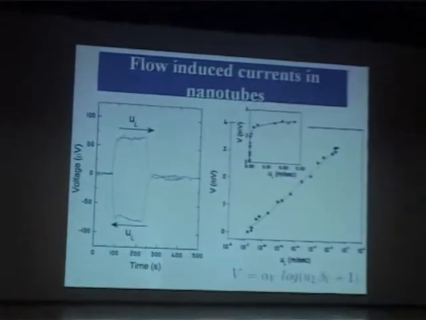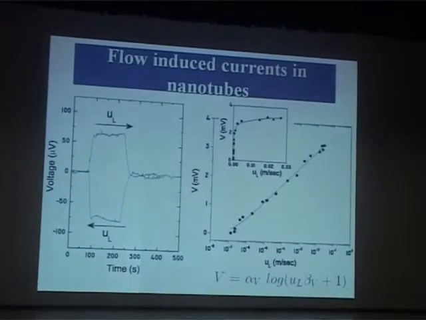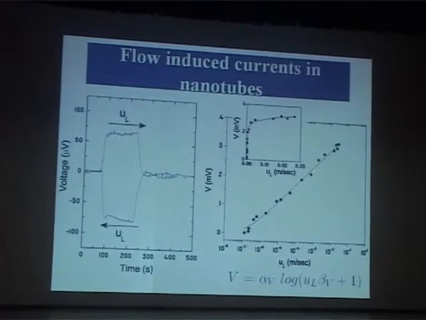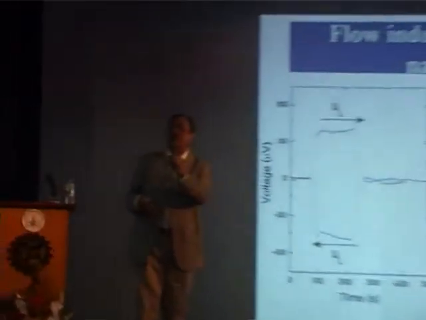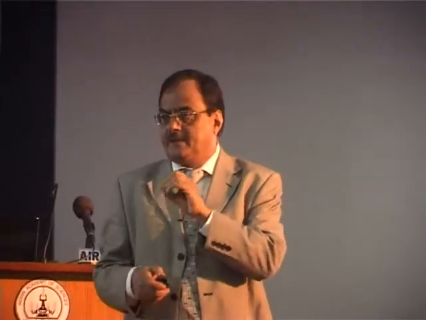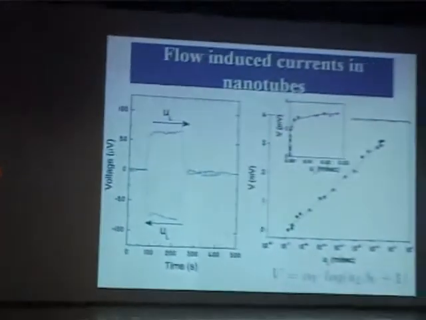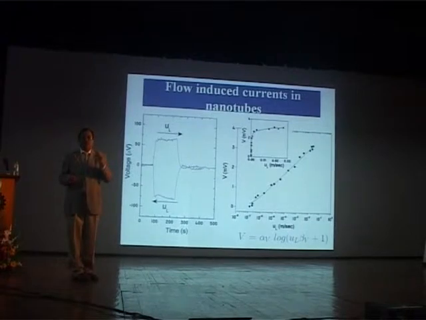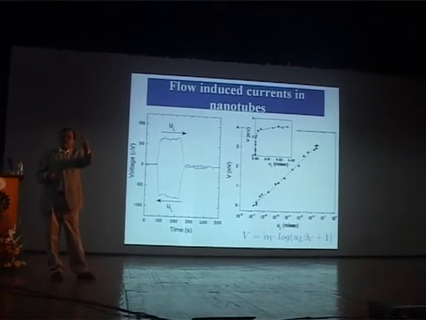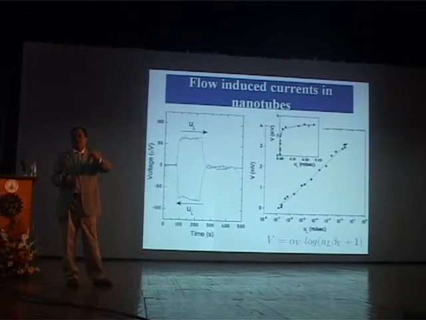which we did not get. So this puzzled us quite a bit, and when we plotted the same data on a linear-log scale, over 6 orders of magnitude, it fits to a log form. So the voltage generated is a logarithmic function of the flow velocity. This is a very robust result over many orders of magnitude. And here we show that if you reverse the flow direction, you change the sign of the voltage. So the magnitude and the sign of the voltage you generate depend on the flow.